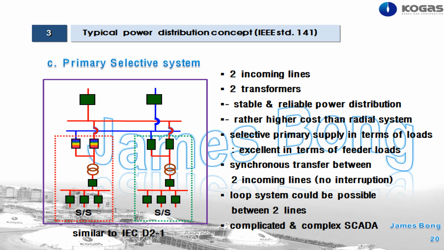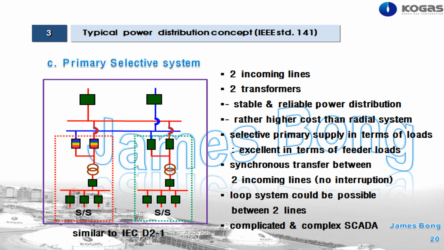Primary selective system. This is similar to IEC D2-1. There are 2 incoming lines and 2 transformers. Each main incoming line in the unit substations has 2 circuit breakers and it can choose the primary supply or can use a loop circuit. This is a very stable and reliable electric power distribution system. This system with the synchronous function and HSBT is so effective for preventing power interruption. This is a more complicated and complex SCADA than radial systems.